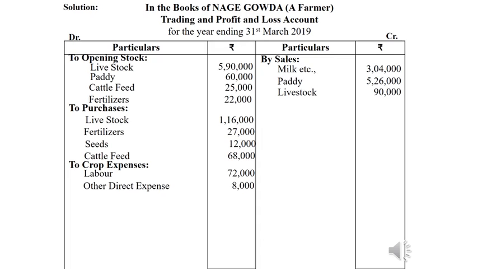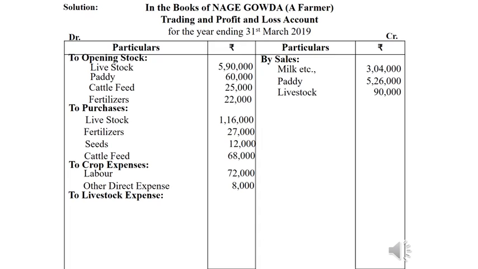As it is given under crop expenses itself, we are taking it under crop expenses. If it is given separately as direct expenses, then we have to record it separately under the trading account itself. Direct expenses will find place under trading account. Indirect expenses find place under profit and loss account. Keep this in your mind. Other direct expenses rupees 8,000.